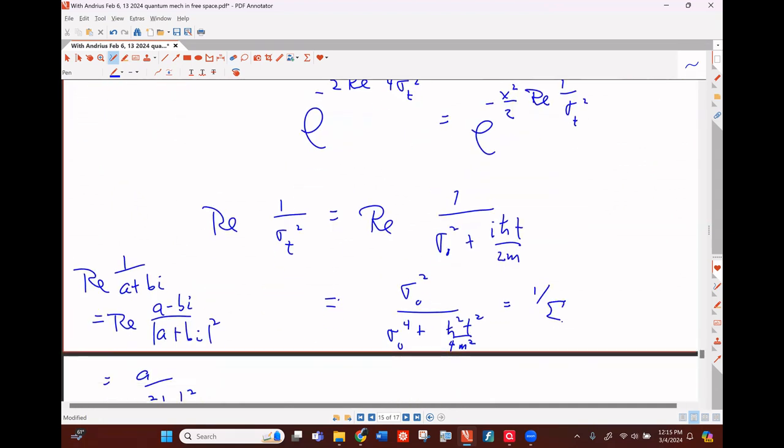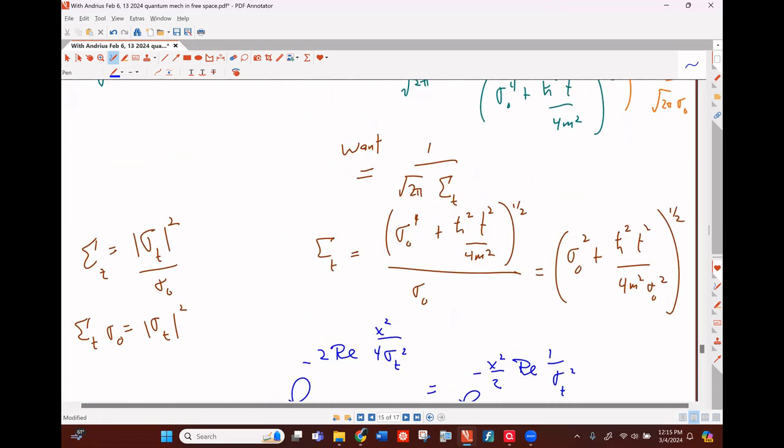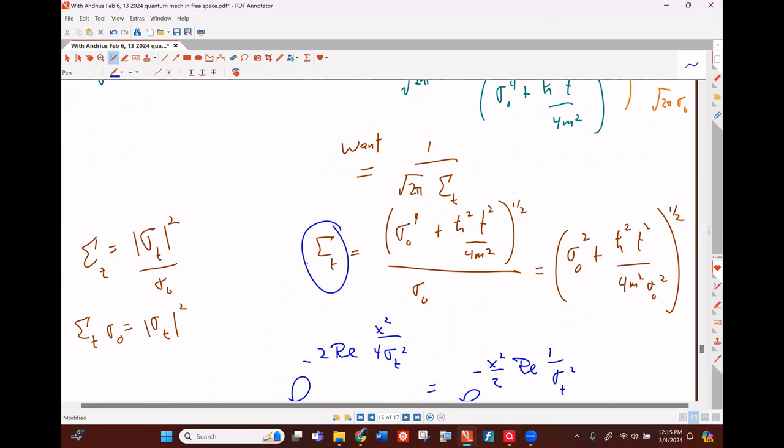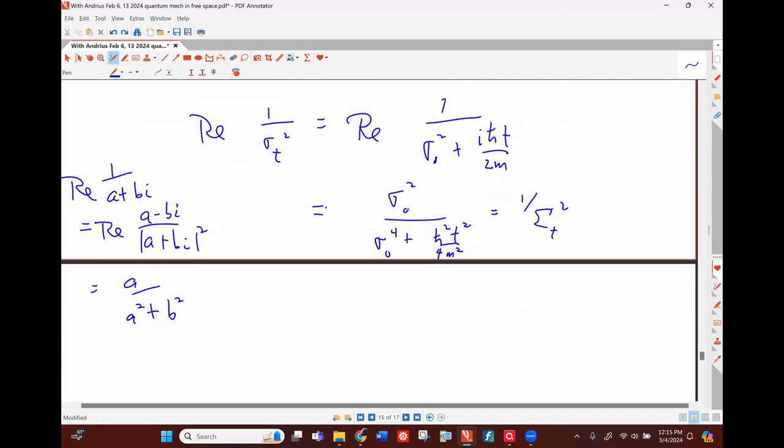One over sigma t squared, I believe. Is it? If that's big sigma t, yeah. You square it, that goes away, that becomes a square. Yeah, good. That's exactly what we wanted, right?